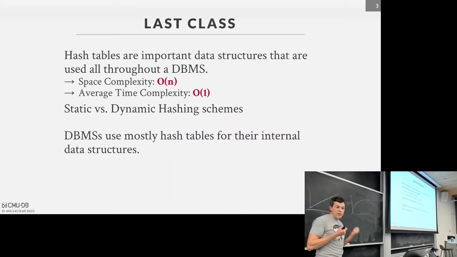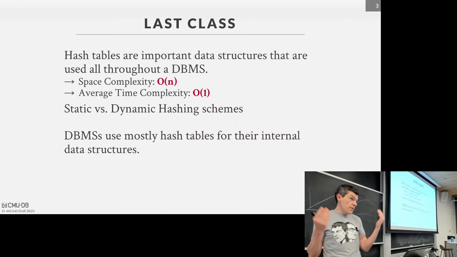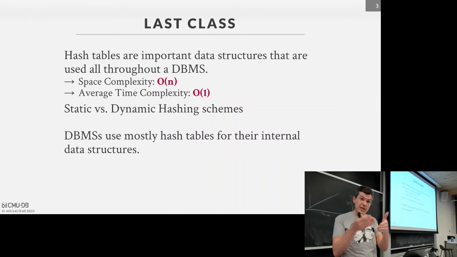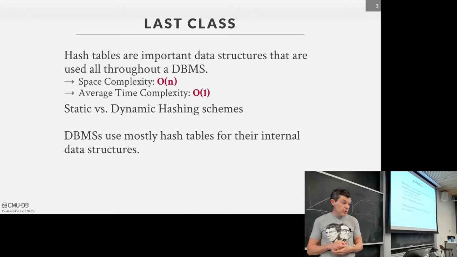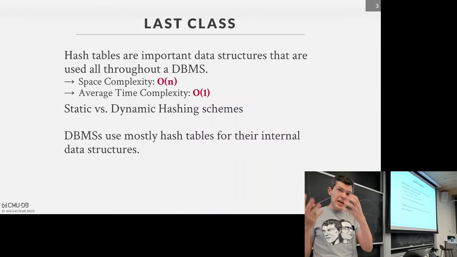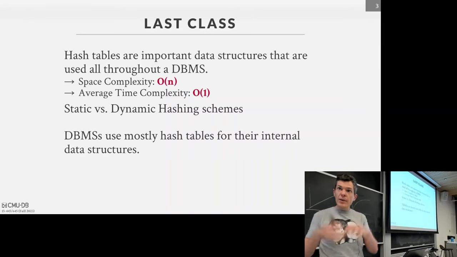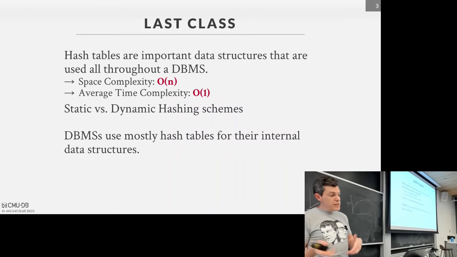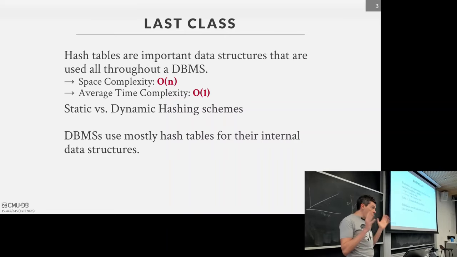So the main takeaway from last class should be that we spent most of our time talking about how to deal with conflicts, right? If two different keys hash to the same location, what do you do? And then we mostly talked about how these hash tables are primarily going to be used in most systems for internal data structures, like your page table in Project One, or the page directory, or other things keeping track of the state of the database system itself while we're running. We'll see hash tables again when we talk about how to do joins efficiently. But for the most part, these are primarily used for internal data structures.